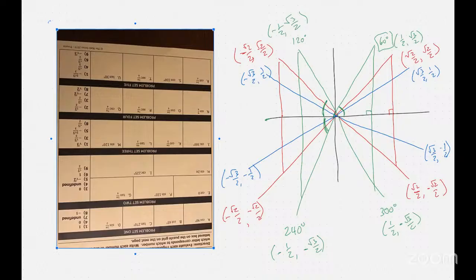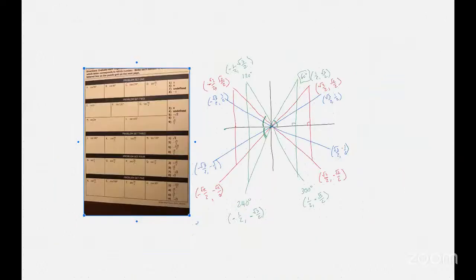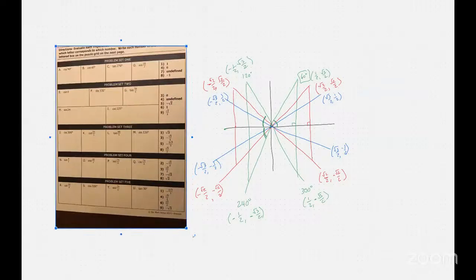Anyway, so now you can just use that to find all the values. And if you want to find the tangent, remember the tangent is the sine over the cosine, right? So the tangent is just the y over the x on these points. Cotangent is x over y, or cosine over sine, or the flip of the tangent.